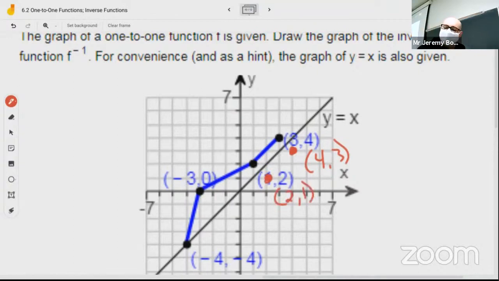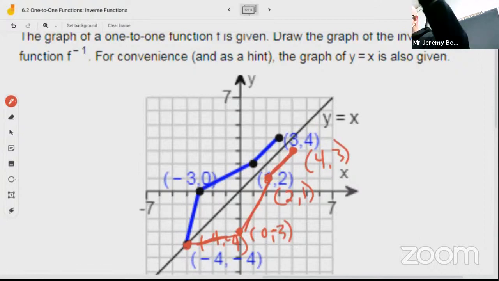The original function has -3, 0, so the inverse function will have 0, -3. And then the last one has the point -4, 4. So it's going to be the same point. If the values are the same, then the inverse is going to share a point with your function, because when you swap them, it'll be the same. And so our inverse function will look something like that.